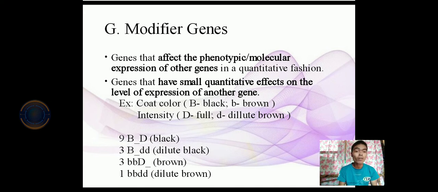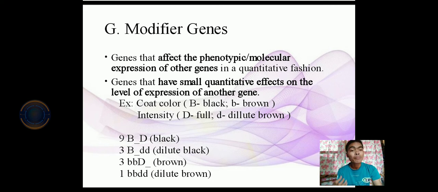Example, the coat color is referred to in the illustration as dominant B, which refers to black, and recessive b to brown. And ano yung intensity ng kulay niya? Either dominant D, which is full, or recessive d, dilute, or faded. That is not brown, sorry. Now, as an illustration, there are 9 with dominant B and dominant D. Bakit black ang color niya? Kasi dominant B, which refers to black, and dominant D, which is full, means it is full black.